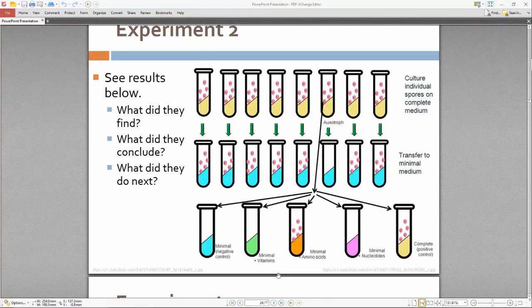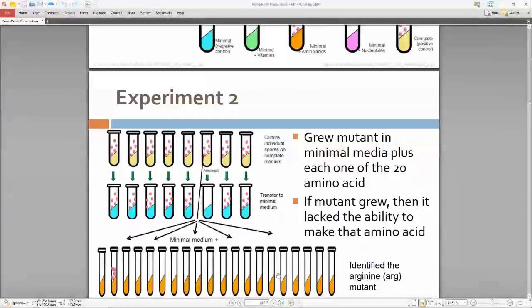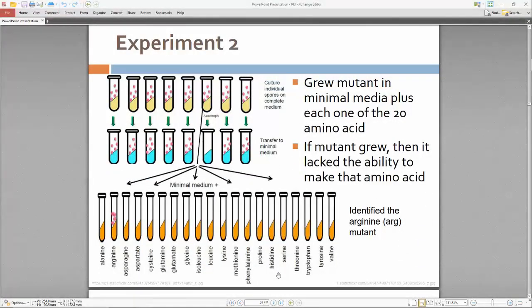So what do they do? They figure out which amino acid it is. A lot of work. They test all of the amino acids, and finally they realized that this mold was missing the ability to create arginine.